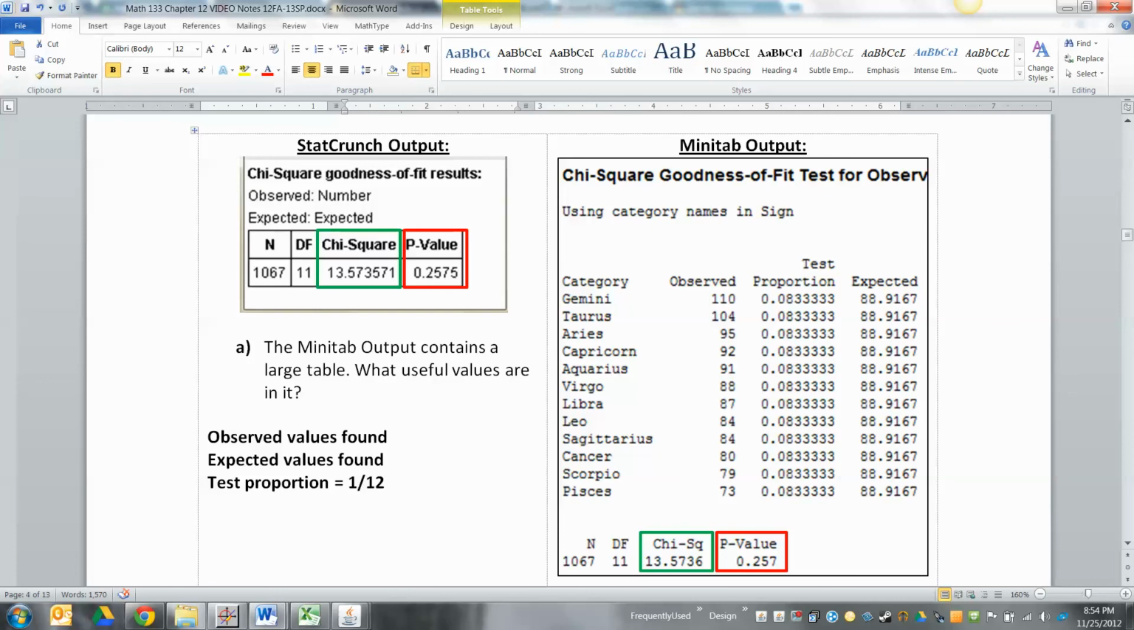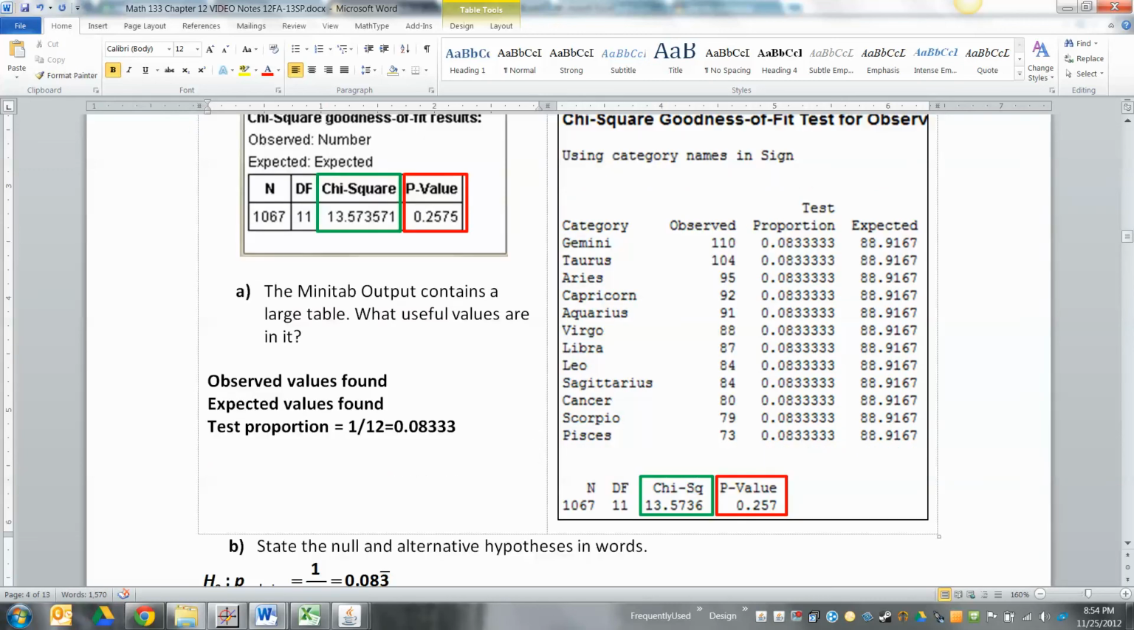So the Minitab output contains a large table, right? See the table in this? This is Minitab, always helpful. So it gives you the observed values, nice. It gives you the expected values, right? That's over here on the right. It gives you the test proportion, which is 1/12, which is 0.08333333. That's why it's giving you that. It gives you all sorts of good stuff. And it gives you the category name, I suppose.